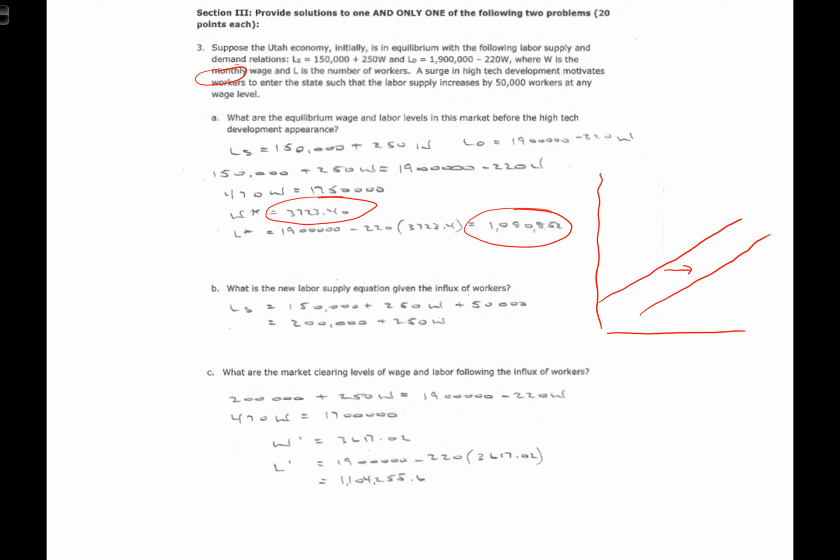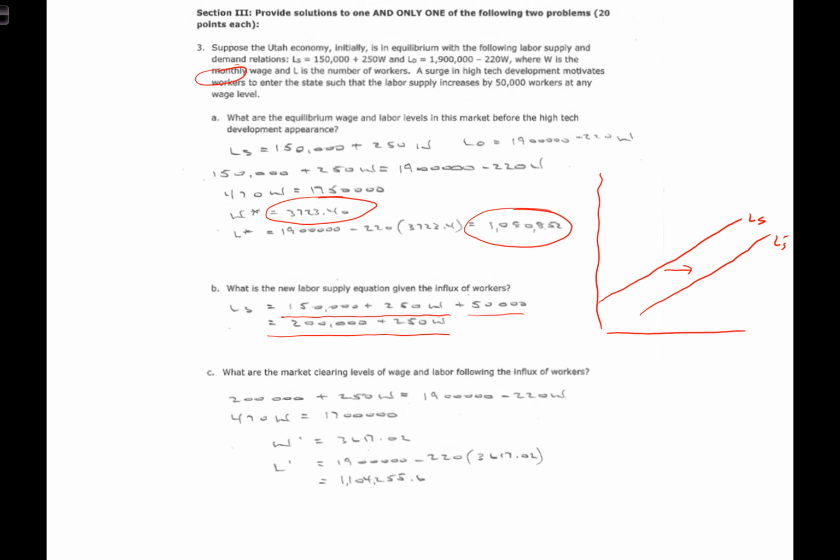So for B, what's the new labor supply equation given the influx of workers? Well, we have the original labor supply equation, 150 plus 250W, and we know that at any wage there is an additional 50,000, so we simply add that, which gives us the new labor supply of 200,000 plus 250W, which would be indicative of a labor supply equation that's gone from LS to something like LS prime.